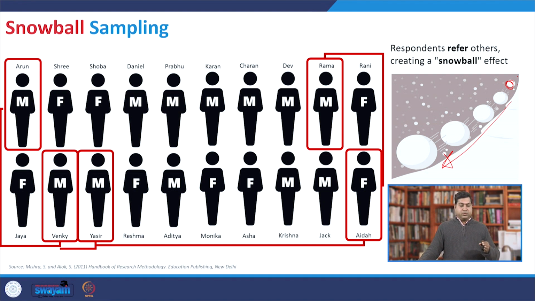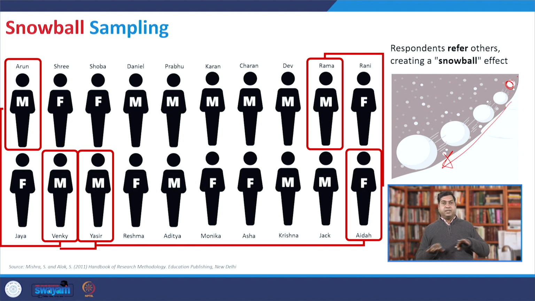Suppose you select one particular person and conduct the survey, and from that person it goes to the next. For example, I create an online questionnaire, I ask my friend to do the survey, and then also to circulate this questionnaire to the people they know.